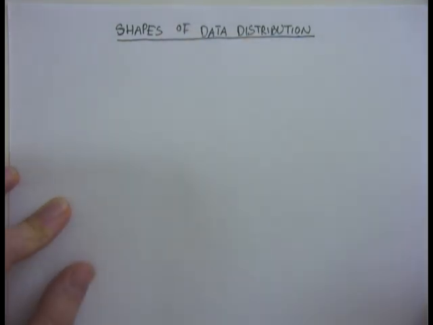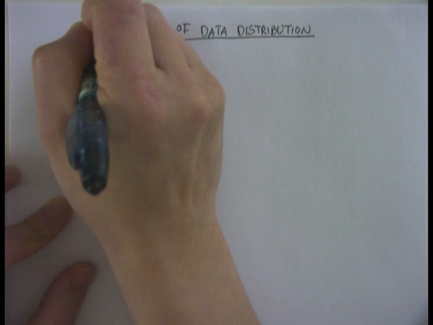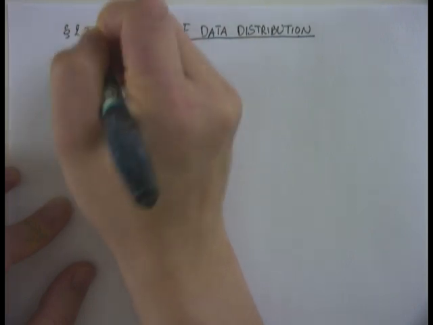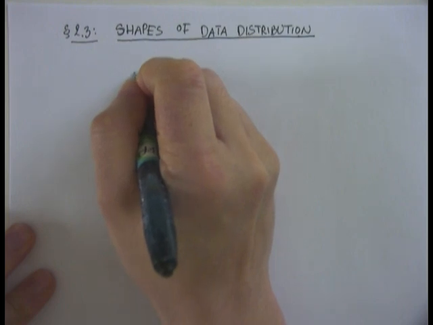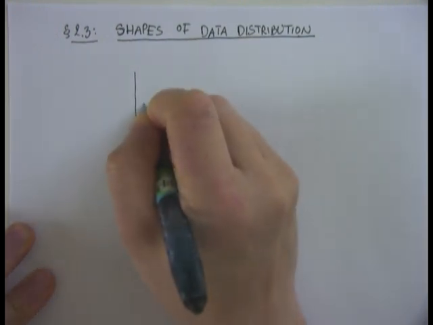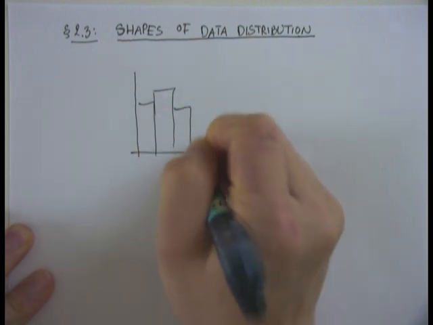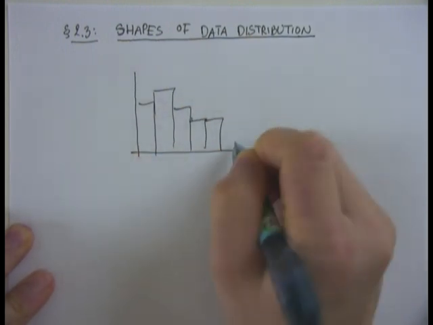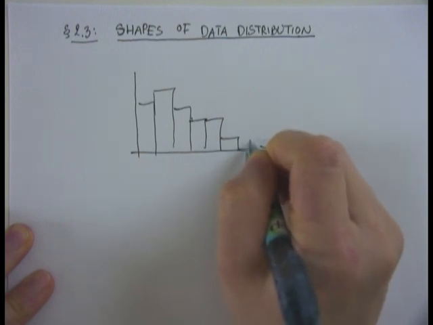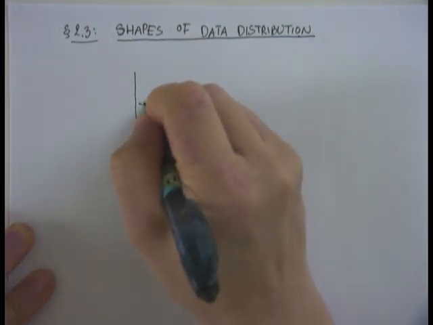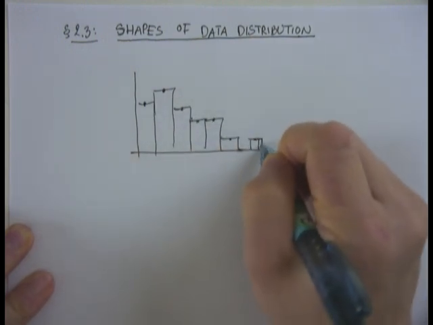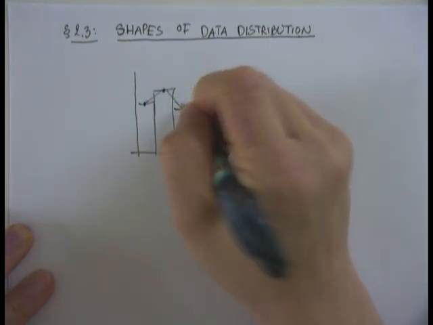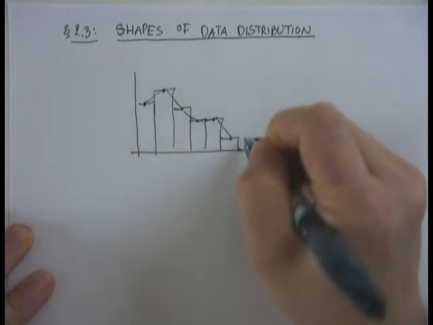So now let's look at some further details in section 2.3 regarding histograms, and specifically the different shapes of data distribution. If you look back at the way we construct a histogram, these are the bars of the histogram. I said earlier that we put points at the midpoint on the top of each bar, and we try to draw a line connecting through these points.